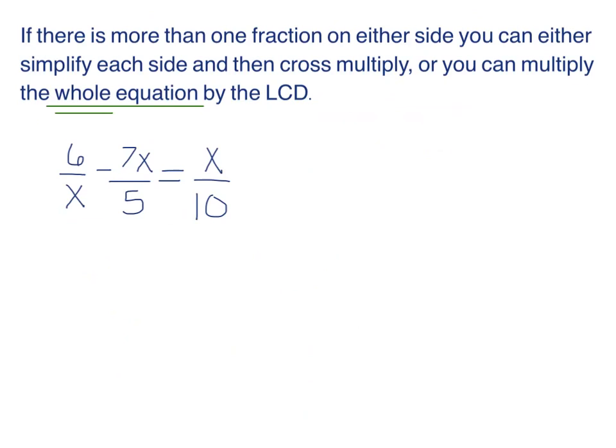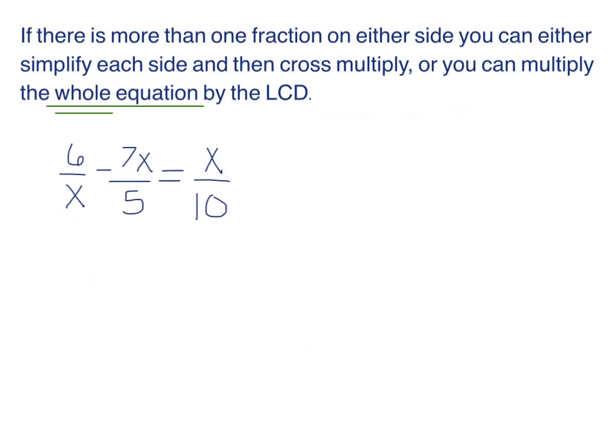Alright, now if there is more than one fraction on either side of your equation, you can either simplify both sides or each side separately and then cross multiply, just like we just did, or you can multiply the whole equation by the lowest common denominator. And that is the faster way to do it, and that's what I'm going to show you how to do right now.